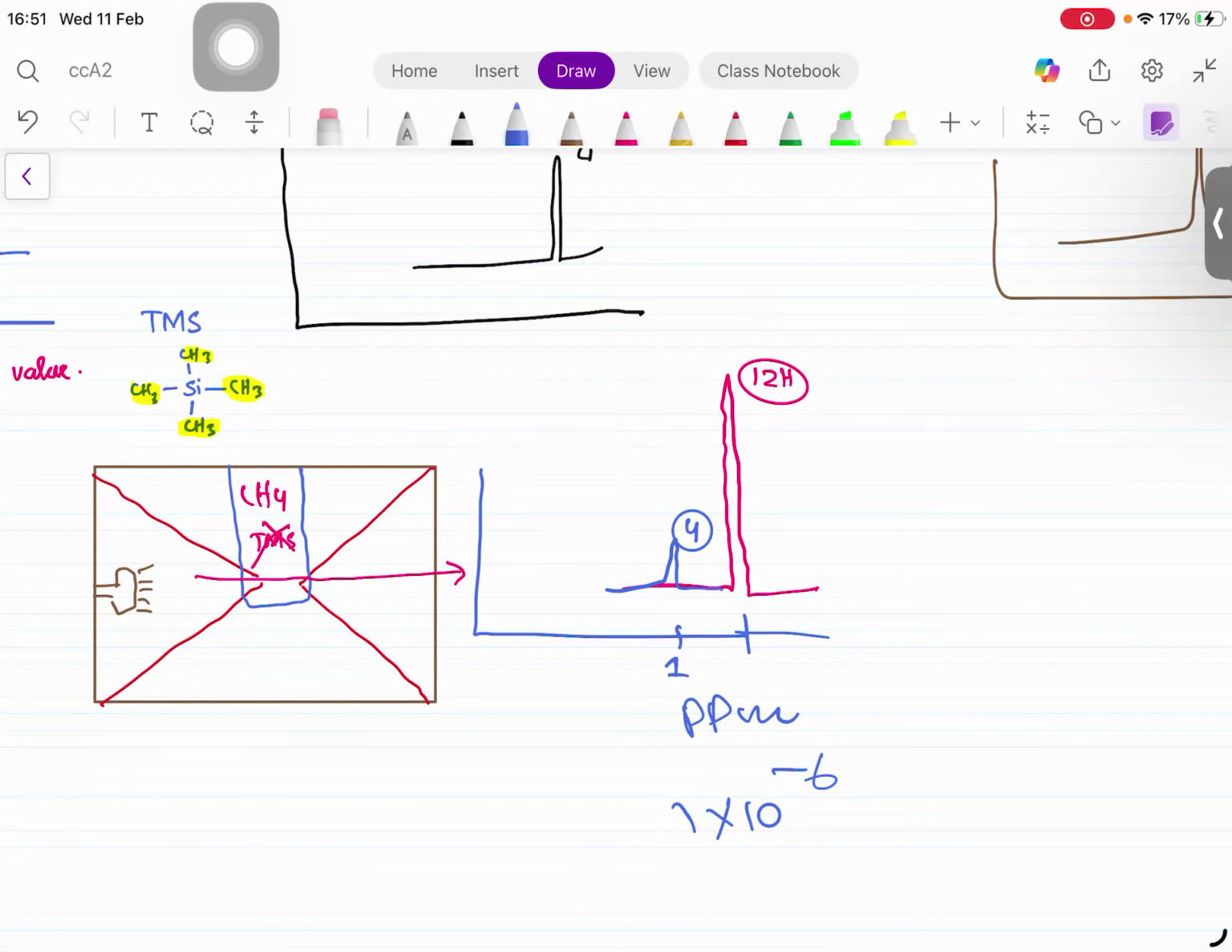I know that 1 times 10 to the power -6, parts per million, less frequency of the radio waves was absorbed by the methane proton as compared to the proton absorbed by TMS. This is called chemical shift. The distance between the peak of the proton and the peak of TMS, right? So it is like this.